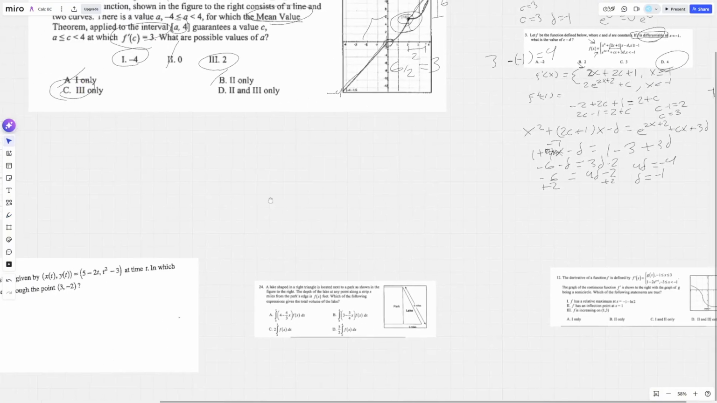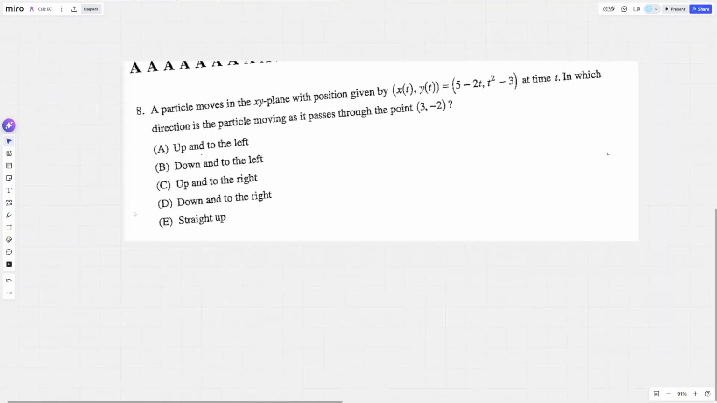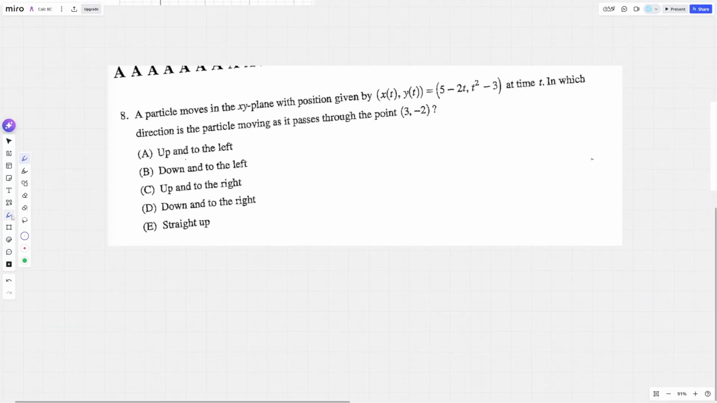Okay, next we have number 8. It says that a particle moves in the xy plane with position given by x of t, y of t is equal to 5 minus 2t, comma, t squared minus 3 at time t. In which direction is the particle moving as it passes through the point 3, -2? So which direction is just saying what velocity does it have. So at the point 3, -2, we're going to see what time this happens at. So 5 minus 2t is equal to 3, because we're looking for the x value here. And solving for t, you get 2 is equal to 2t, and t equals 1. So we're going to find the velocity at t equals 1.